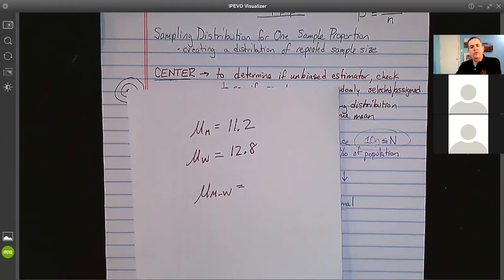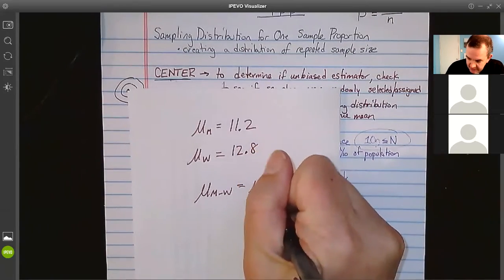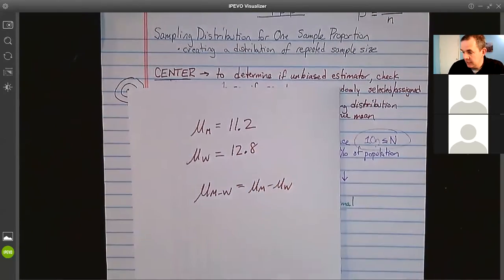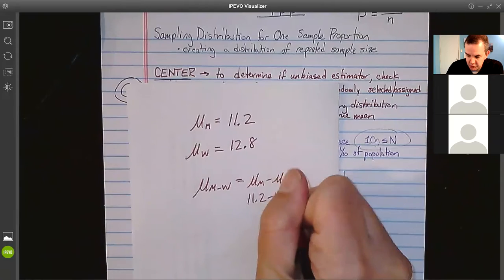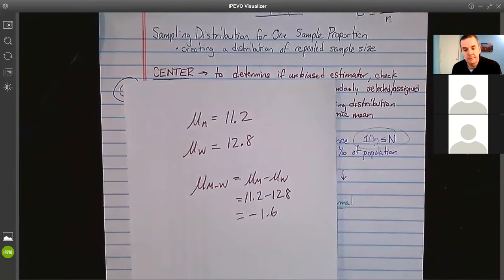This was from before break, the test we took before break. I'm talking means. I want you to give me the difference between two means. How would I figure it out? Yeah, just subtracting them. Exactly, Naomi. I would just do the mean of men minus the mean of women. I would do 11.2 minus 12.8. I would get negative 1.6.